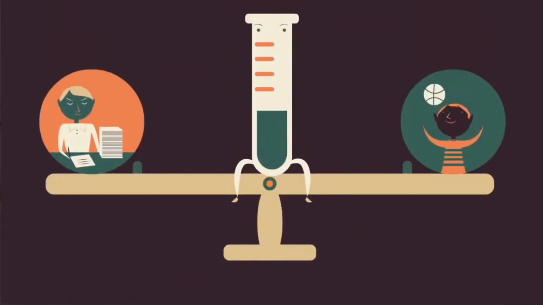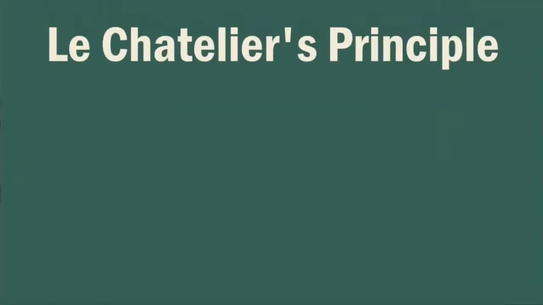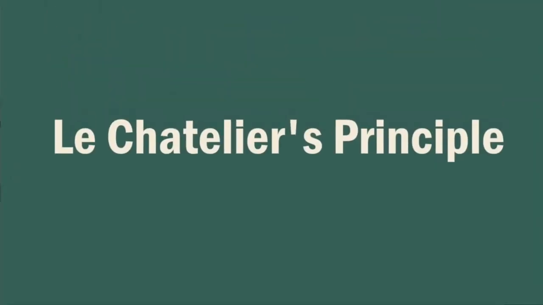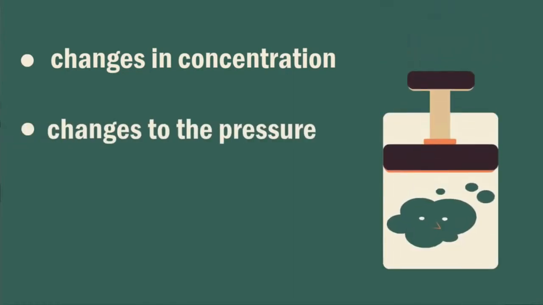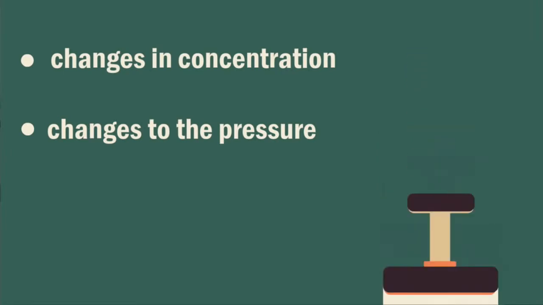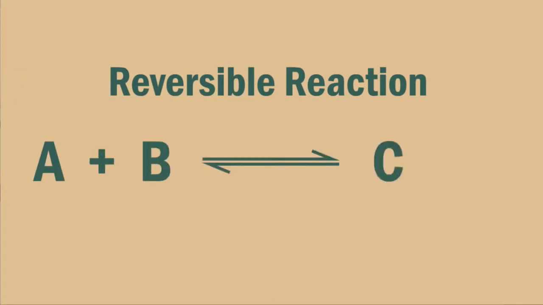Following on the same idea, when a chemical system at equilibrium is stressed, the system works to restore equilibrium. This is Le Chatelier's principle. The stresses are changes to the concentration of either the reactants or products, changes to the pressure, although this is only applicable to gaseous systems, and changes to the temperature. Let's examine a hypothetical reversible reaction at equilibrium where reactant A reacts with reactant B to form product C and product D.